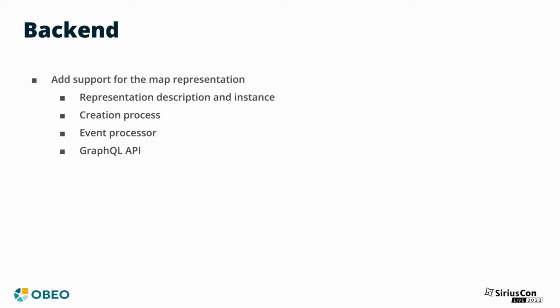Okay, so let's start with the backend side first. We need to add support for this map representation. We need to describe how this representation behaves. We need to create the data structure of this representation. We need to make everything to support the creation of new instances of this representation. We need to provide an event processor, I'll talk more about that later, and to register it inside of our GraphQL API.